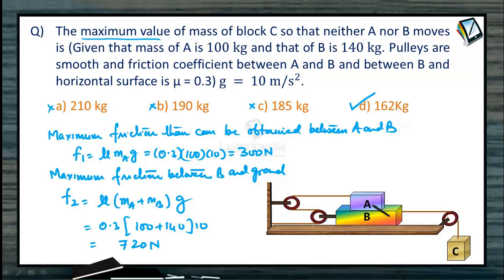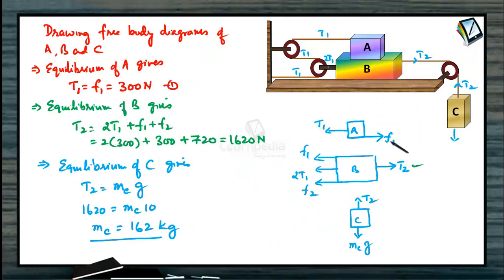So what we have done in this problem is clear to you. First we calculated the limiting value of friction between A and B. We got it as 300 Newton. Between B and the ground, that is 720 Newton. Then we made free body diagrams for A, B and C. For A we got F1 in this direction, T1 in this direction. So T1 is equal to F1, and F1 we know is 300 Newton. Now for body B, T2 is equal to 2T1 plus F1 plus F2 in the opposite direction, which gives 1620 Newton. For block C at rest, T2 should be equal to mass of C into g. So 1620 is MC into 10, so MC will be 162 kg. Understood what we have done here?